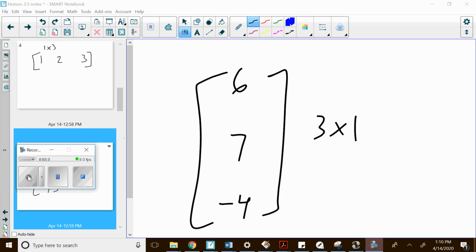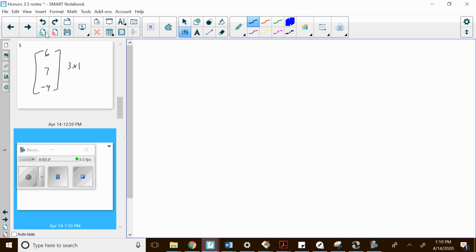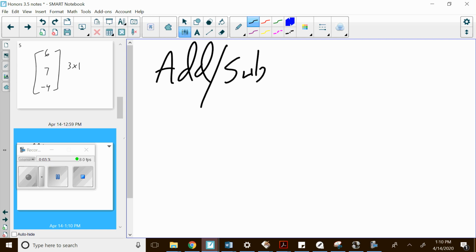bit. But anyways, rows and columns, dimensions of a matrix. Let's talk about operations on matrices now. Super simple. Starting with addition and subtraction. You are only allowed to add and subtract matrices that have identical dimension. Identical dimension. That's the first thing I want you to write down. To add and subtract, you have to have identical dimension.